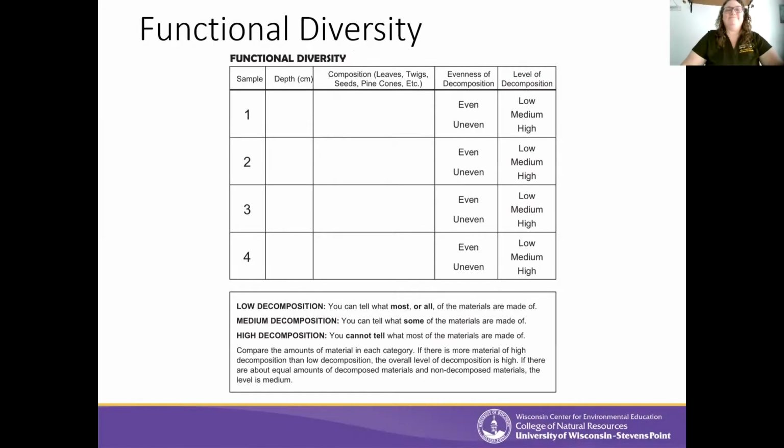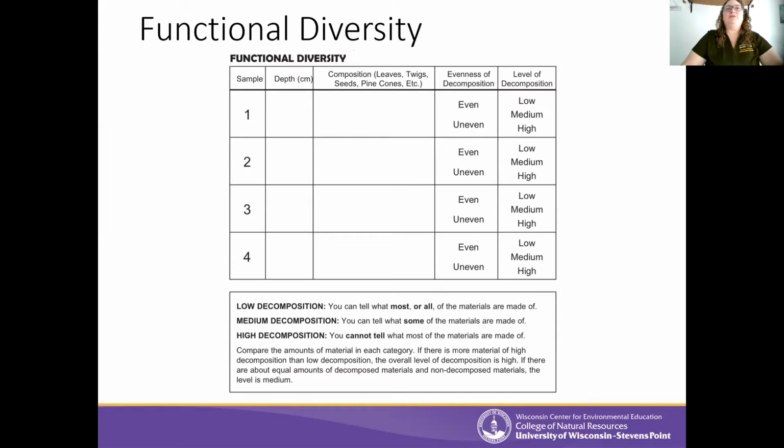The last component that we're going to look at is functional diversity. You know that a function is what something does, or the work that that thing is responsible for. So functional diversity is looking at the work that is happening in the forest. More work makes a more diverse forest.